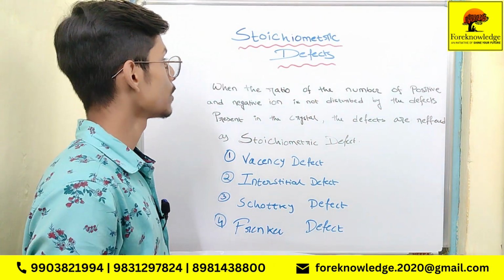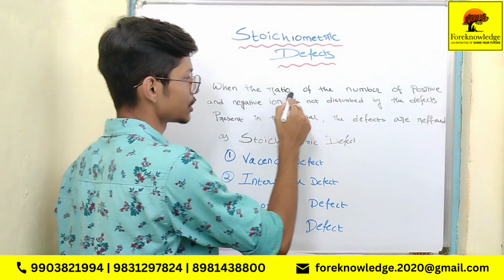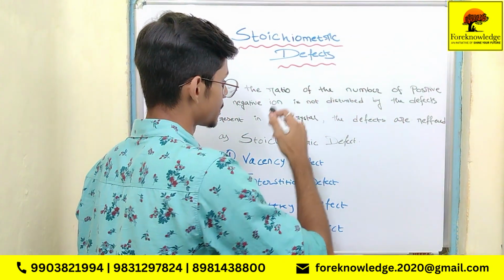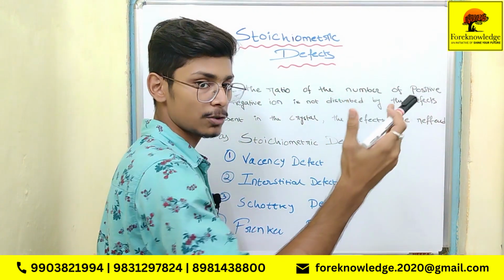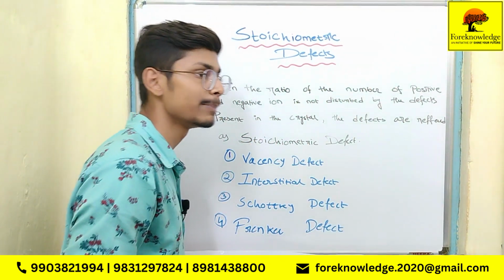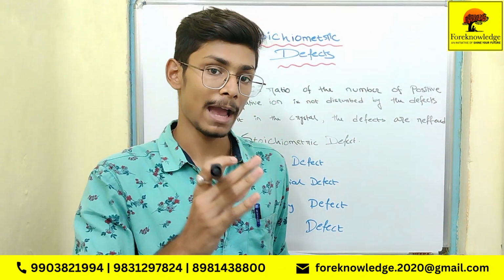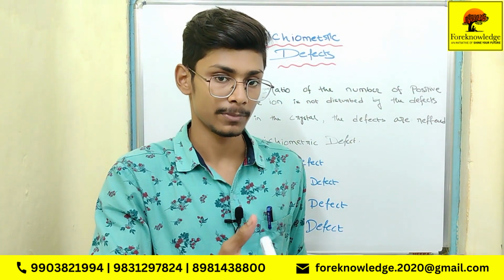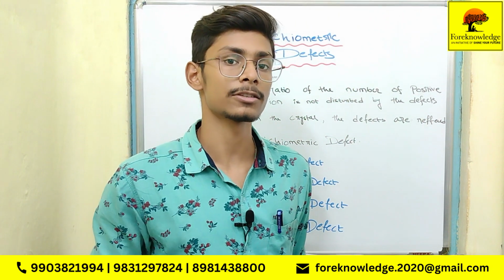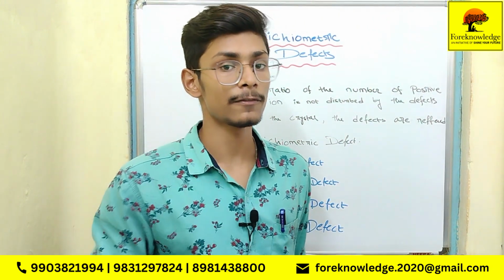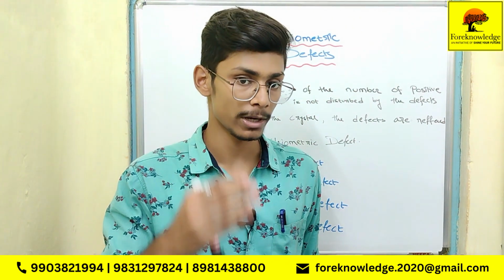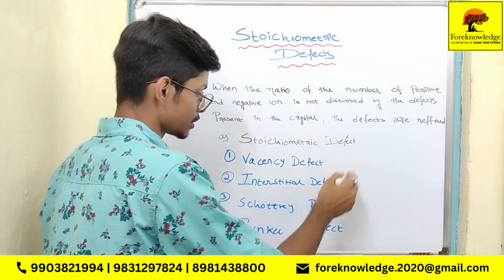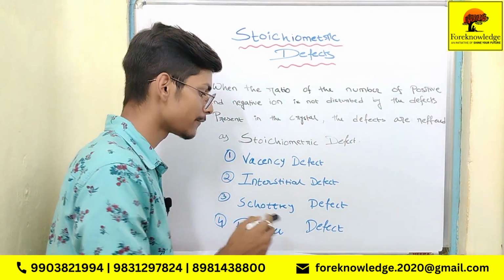Okay. So what is stoichiometric defect? When the ratio of the number of positive and negative ions is not disturbed by the defect present in the crystal, then the defect is referred to as stoichiometric defect. It means when the positive and negative charge of the crystal is not disturbed, that is, it remains the same in the presence of the defect, then it is known as stoichiometric defect. Basically, there are four types of stoichiometric defect which we are going to study in this video. That is vacancy defect, interstitial defect, Schottky defect, and Frenkel defect.